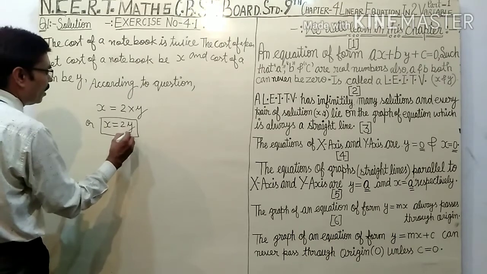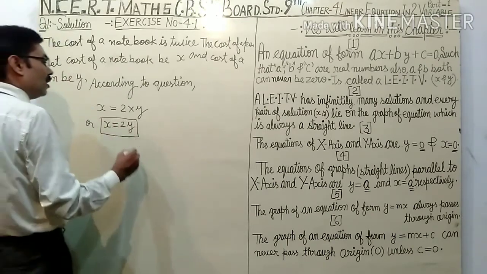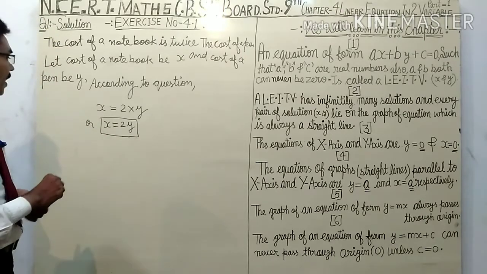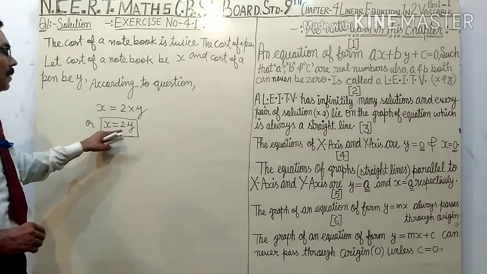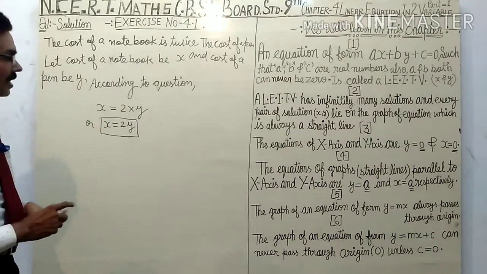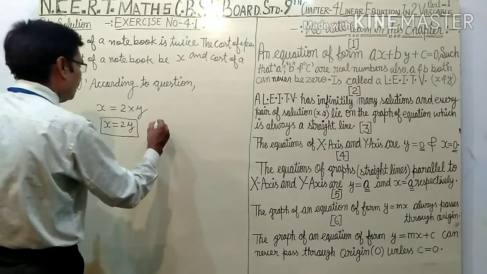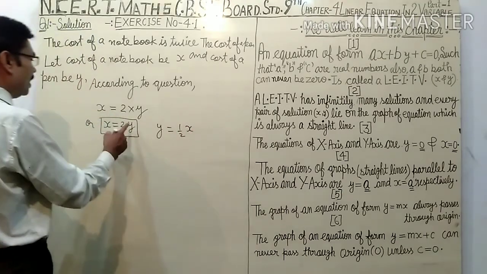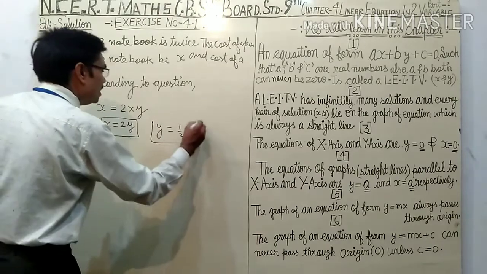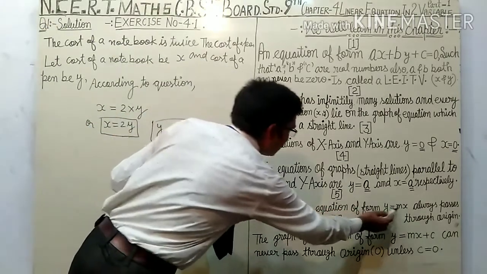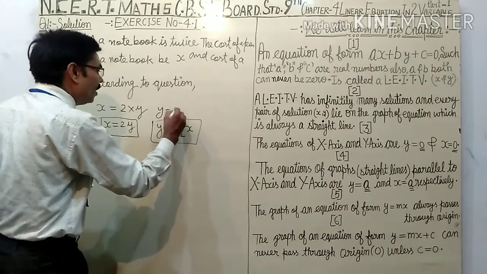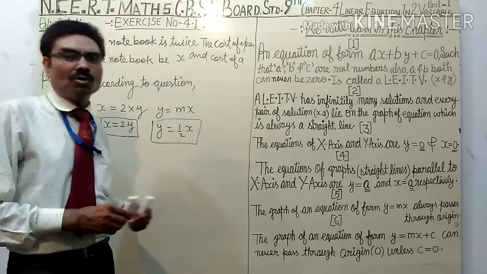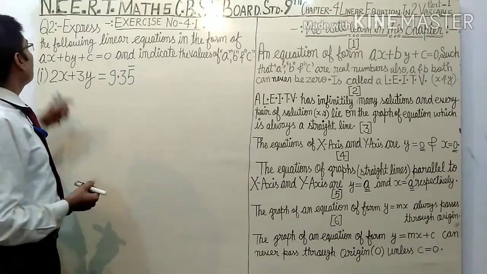Students, if we ask from which point this equation's graph will pass, friends, just imagine this is just like y equal 1 by 2 x. This is the same as y equal mx. This will pass through the origin. Okay. And now question number 2.